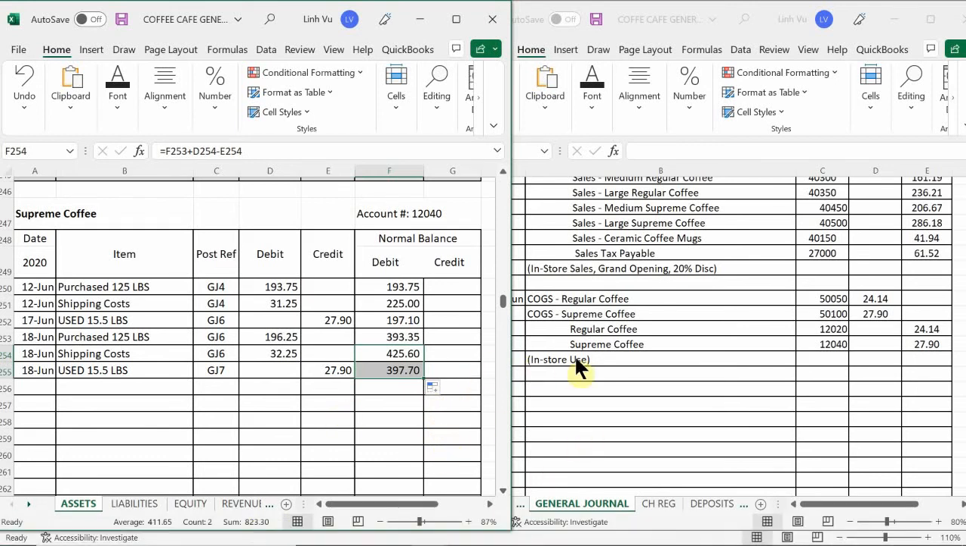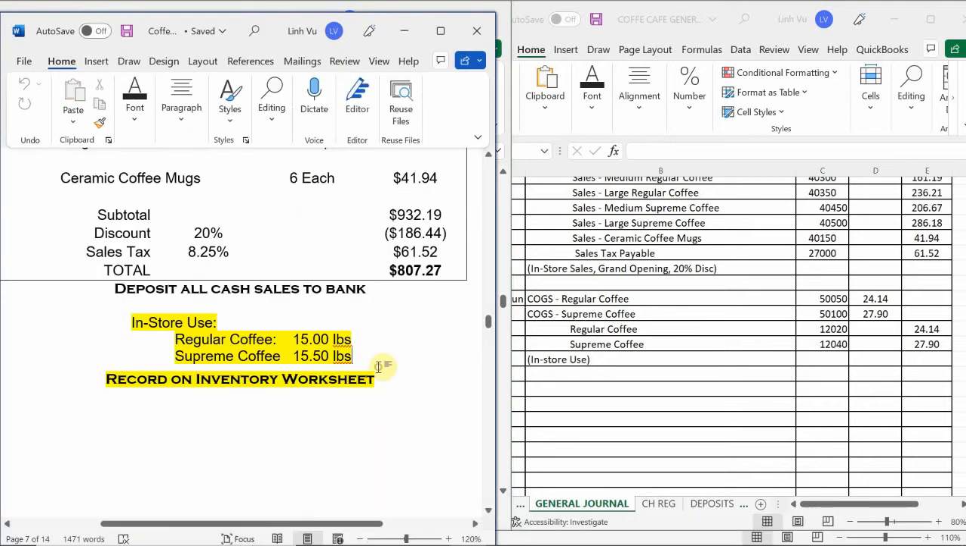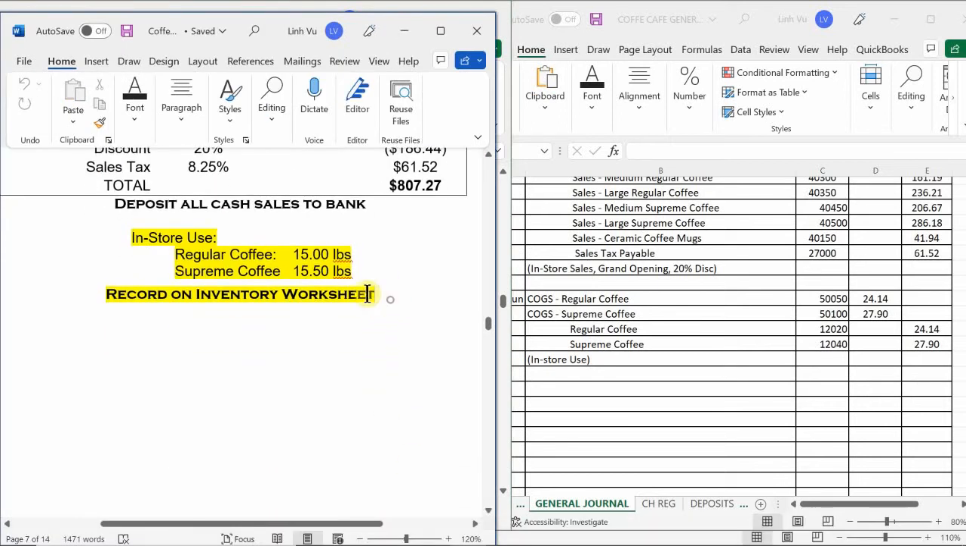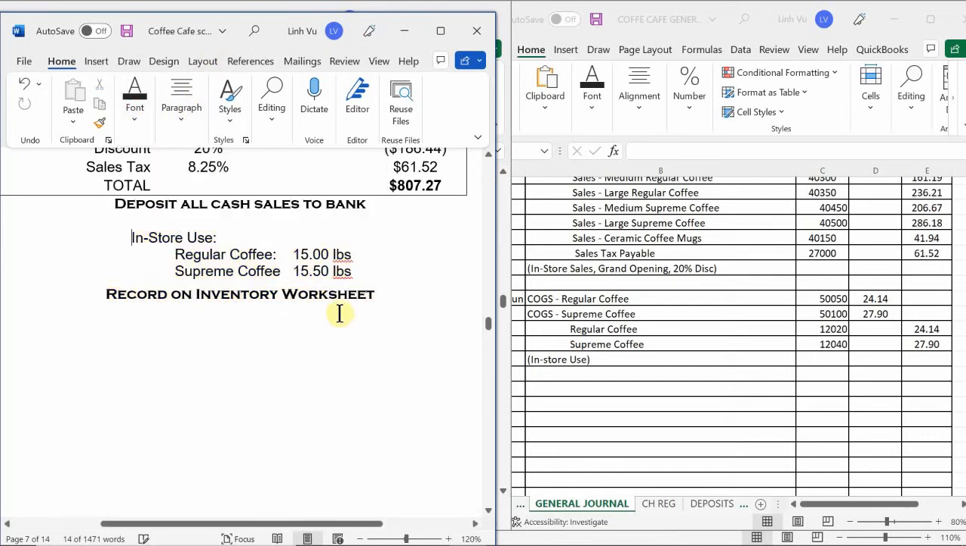Good. So we did our journal. We did our ledger. This is an internal transaction, so no need for a subsidiary ledger. So we are done here. Okay.